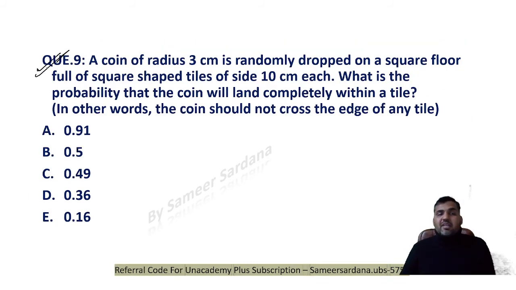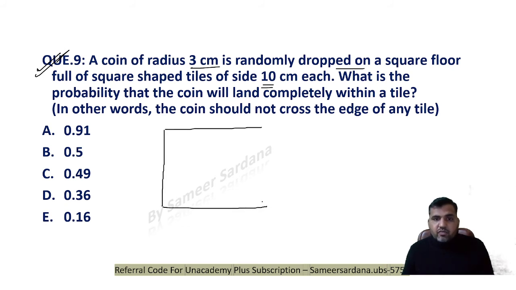Now you see the geometric probability question. A coin of radius 3 cm is randomly dropped on a square floor full of square shaped tiles of side 10 cm each. What is the probability that the coin will land completely within a tile? So guys, we have a square tile, as you can see here, right? And this length is given to me as 10 cm.